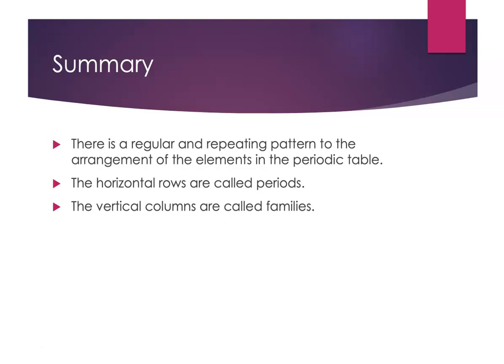So as a summary, there's a regular and repeating pattern to the arrangement of the elements in the periodic table. The horizontal rows are called periods, and we see that pattern as we go from left to right. And the vertical columns are called families or groups, and they contain elements that behave similarly.